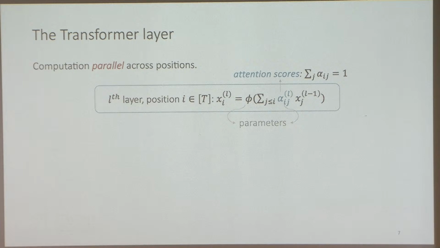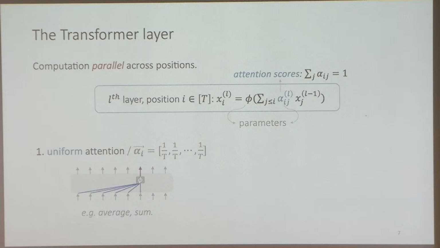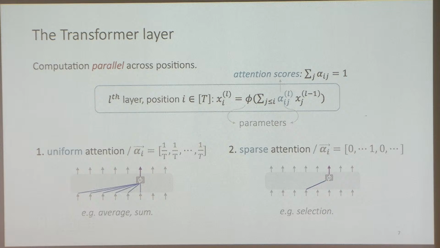I'll show two extreme cases of the attention patterns. One is the uniform attention. In this case, the current position will attend uniformly to all the previous positions. Another extreme is sparse attention, where we put all the attention weight on one sparse location. In terms of functionality, we can think of the uniform attention as taking the sum or average, whereas the sparse attention performs some sort of selection operator.